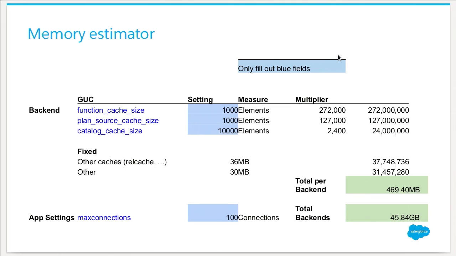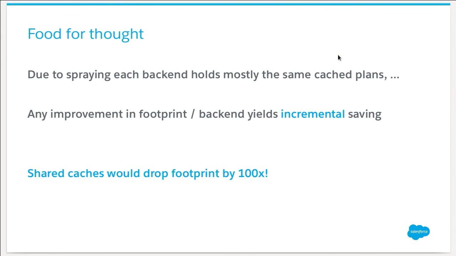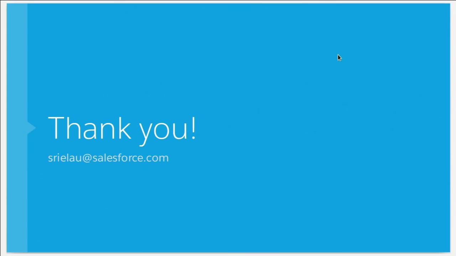With these default values, with 200 connections, I would go to about 90 gigabytes, which is still too much. So food for thought in the last 20 seconds. Due to the spraying, all of our backends pretty much hold the same stuff because there's no affinity. So any improvement I can do on the backend will only give me incremental savings. But if I were to have shared caches, I could drop the footprint by 100x, right? And that's it, and I have 2 seconds. Thank you.